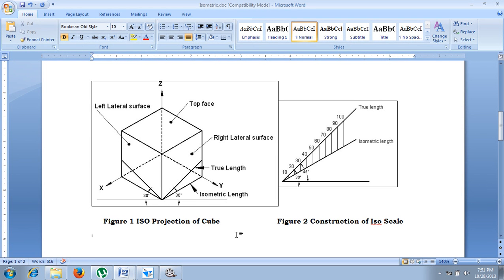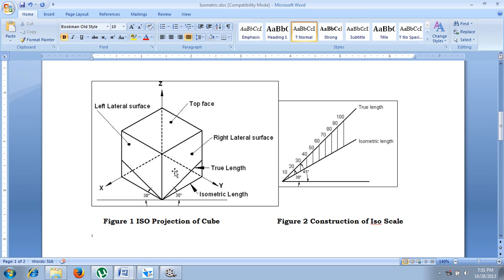Hi, let me show you what is isometric projection and how to construct the same. First of all, what do you mean by isometric projection? The isometric projection is a type of pictorial representation where by observing a single view we can easily understand what the object is. Now here you can see the isometric projection of a cube has been represented.